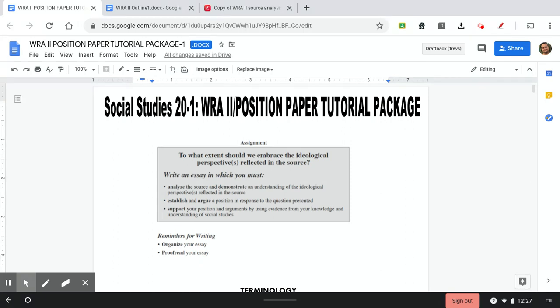Today we're going to be learning how to write a WRA2. This is a position paper, so it's different than a WRA1, especially in the sense that you come up with a position or an opinion. Now, what's important about having an opinion is making sure that you can back it up. So you're going to be using case studies, evidence, and thinkers to prove that your position is correct.